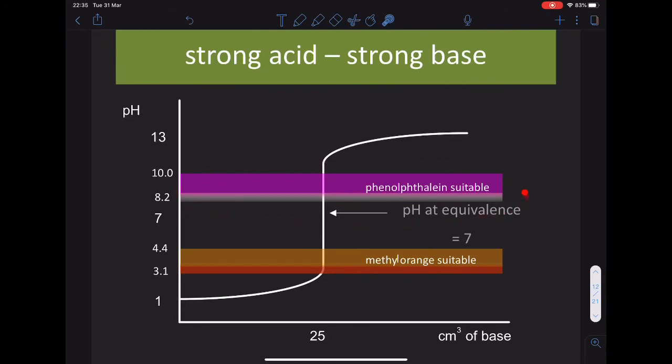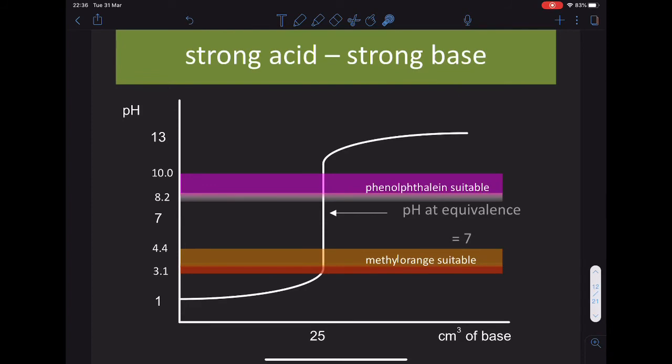Phenolphthalein is also a suitable indicator for this titration because here's the pH at which the phenolphthalein changes colour. That's the end point of the indicator, and anything below that pH, the phenolphthalein is colourless, and anything above that is pink. So the end point of the indicator at this pH here is pale pink.